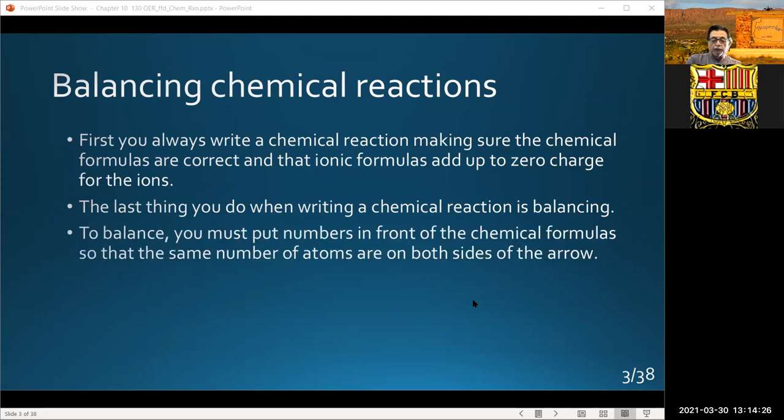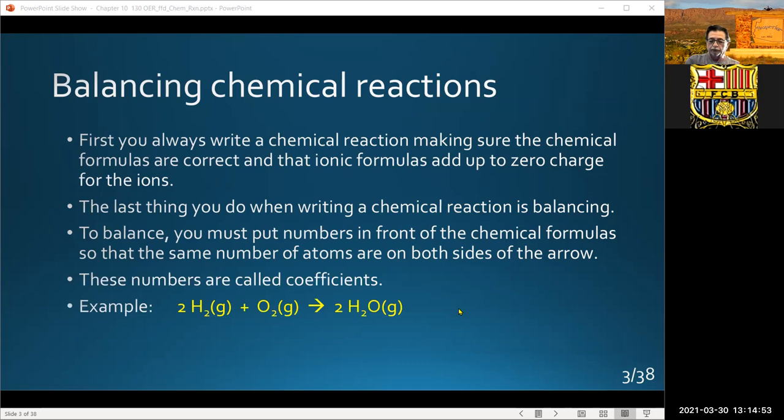Okay, so when we balance, we put the number, not the subscript, but the number up front. That's the coefficient. Once the subscript is set, we don't change that. That stays, it's etched in stone, so to speak. The coefficient we can change to any number that we need just to get things balanced. So we can change the coefficient as many times as necessary.